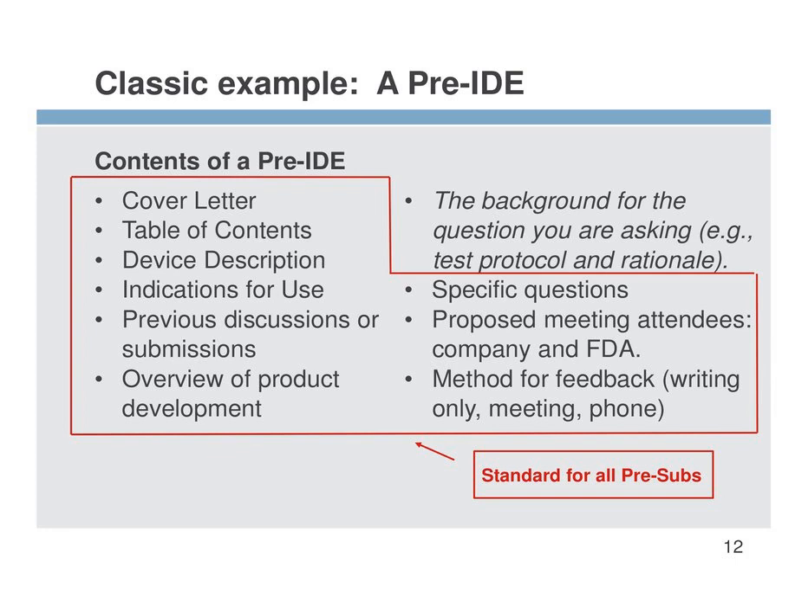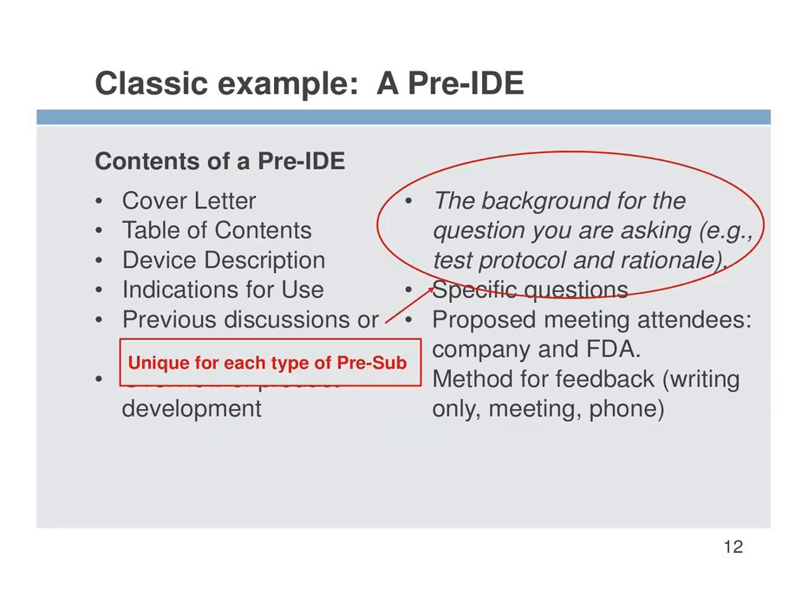Some of these other things are specific to pre-subs, which of course means that this area is really unique to each type of pre-sub, and it's unique in a couple of different ways. It's unique because different pre-subs have different things they'd like to see. It's also unique because, just by the nature of your device, the background information you're going to provide is going to be very different. The questions you're trying to ask are going to be different, and you need to support them properly. So this is sort of an overview of what's going to be required.